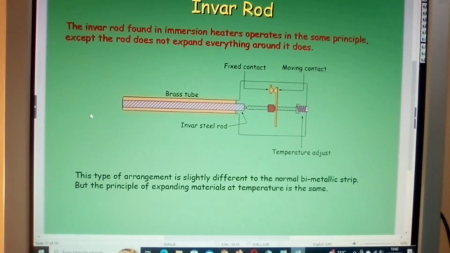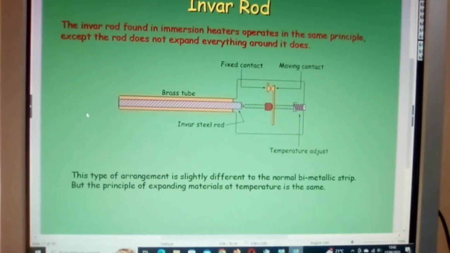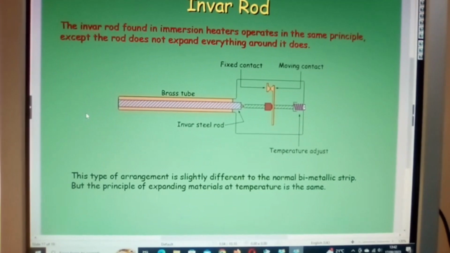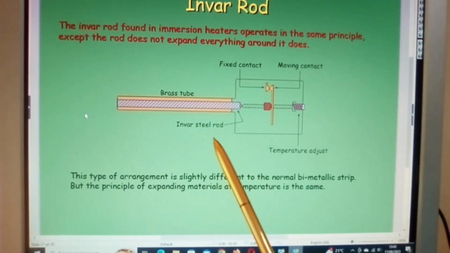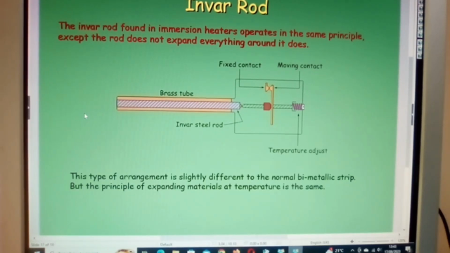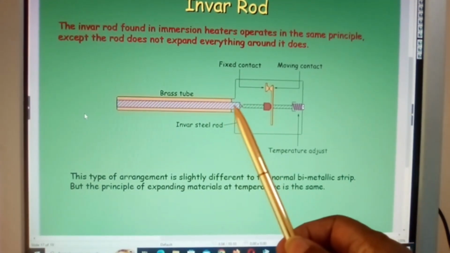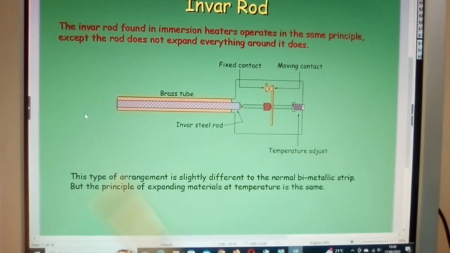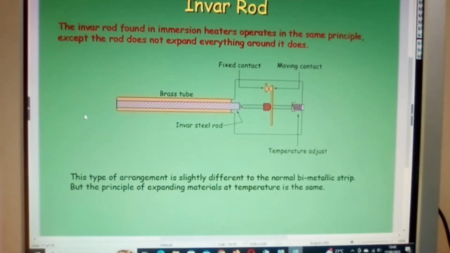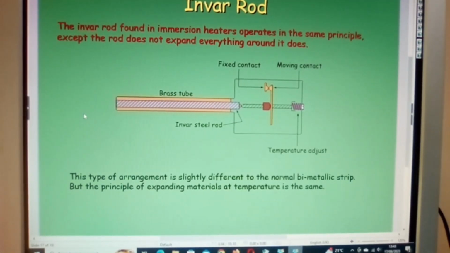Infrared. The rod thermostat found in immersion heaters operates on the same principle, except the rod does not expand, everything around it does. Brass tube, okay, invar steel rod, fixed contacts, moving contacts, okay. As the rod operates, it pushes the contacts or pulls them in accordingly, okay. This type of arrangement is slightly different to the normal bimetallic strip, but the principle of expanding materials at temperature is the same.